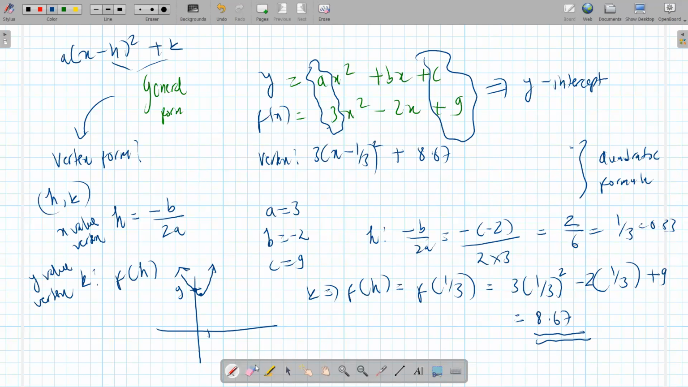If this is confusing you, look at this. What would f of 1 be? You just plug in 1 to all those things. Exactly, so that's what we did. We just plugged in what the h is. H was 1/3. We plugged h in there as x, and then we got the k value, which is the y value of the vertex. And this is the same equation in vertex form.